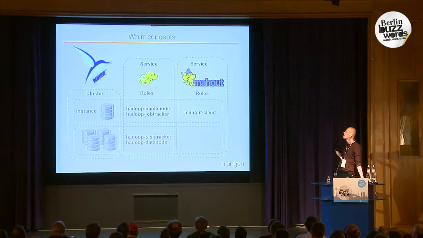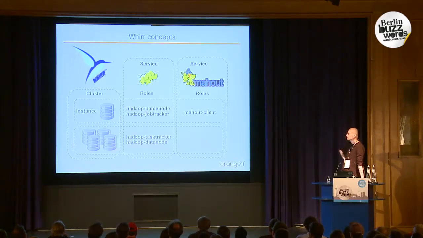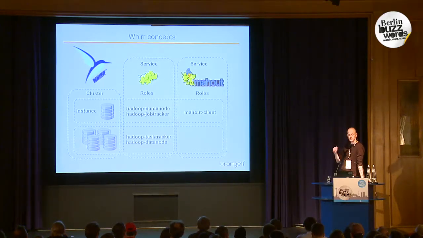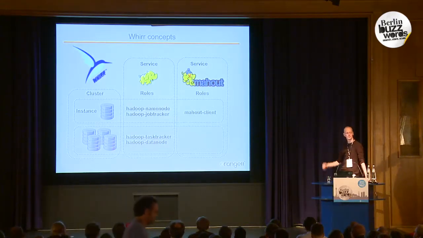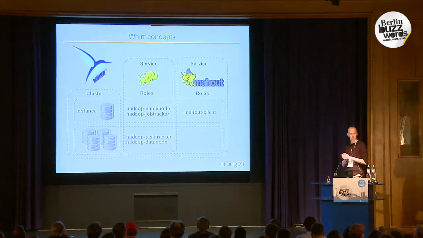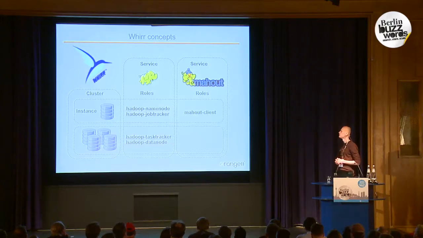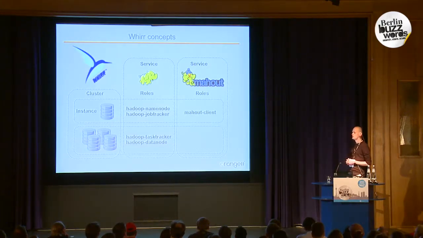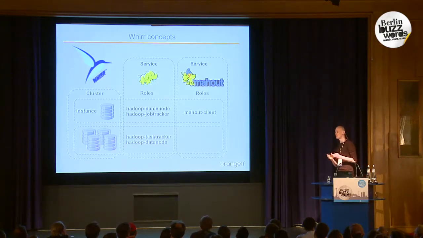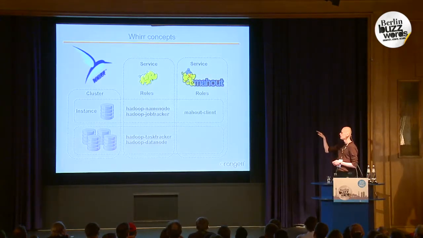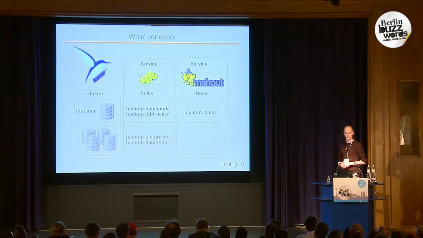Okay, here are a few concepts in Whirr. First of all, the most important thing is the idea of a cluster, which is just a group of instances. So you can see here in this example, you have five different instances. If you want to install a service, the service usually has a bunch of roles, and every instance can have several roles. So in this case, if I want to install Hadoop, you have four different roles: the name node, job tracker, task tracker, data node. And then you have to specify which of the roles you want to run on which instances. And in this case, the Mahout service only has a single role because it is installed on the name node in this case. So you can see here that I've two services installed on different instances.